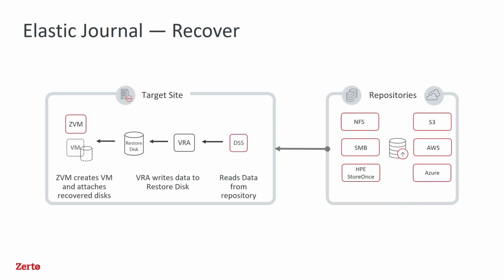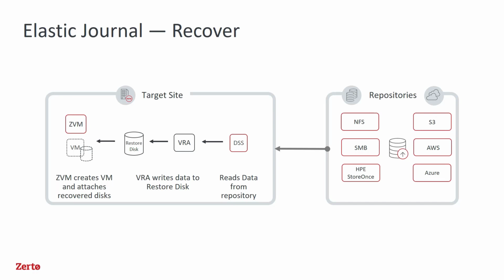If we want to recover, we know exactly what the file structure needs to be. What we're actually using is what we call a disk objects map. So we know exactly which objects a certain disk consists of. So what we'll do is we'll simply read the blocks we need to read through the DSS, use the VRA to write it to the restore disk, and then use the ZVM and its built-in automation and orchestration to create the VM. Let's say we want to recover a VM, create the VM, and boot that VM.